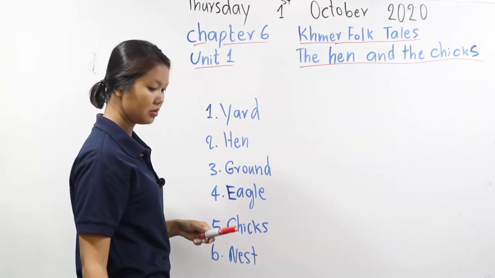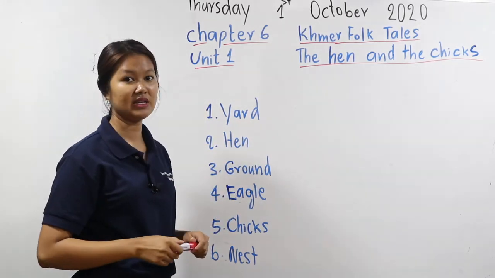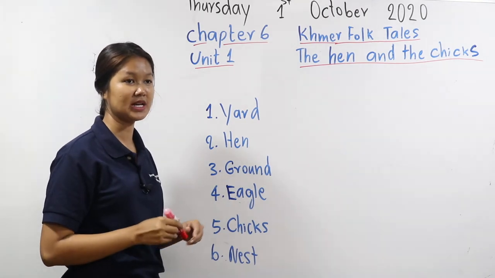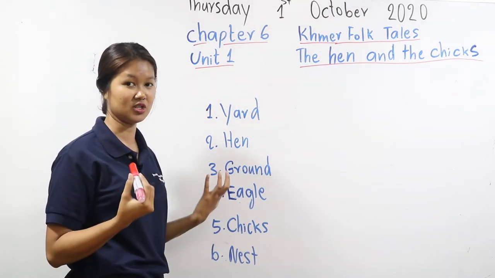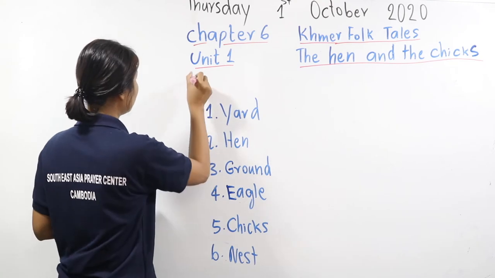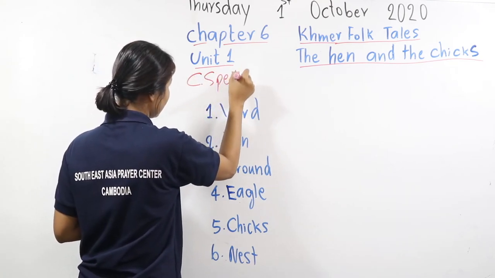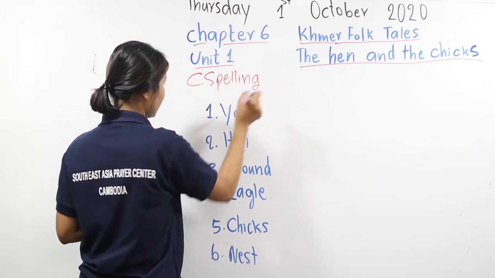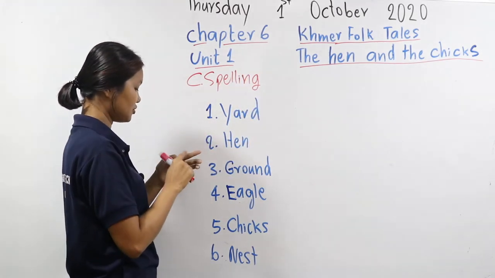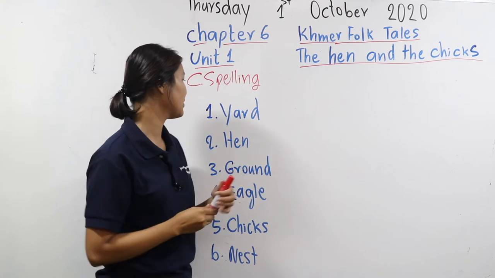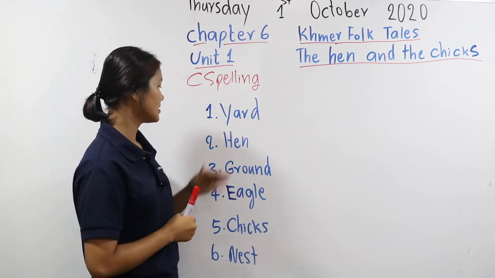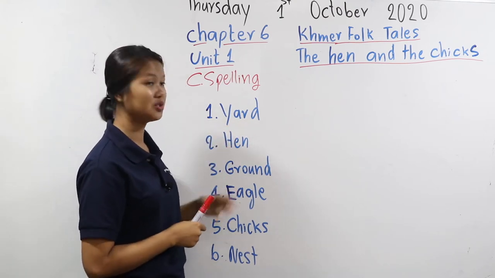So we're gonna go to the next letter B, spelling. As we know, even though I'm not translating in Khmer for you, but we still do the spelling so that you can remember what the word, how to write. Okay, so now let's spell each word together first.